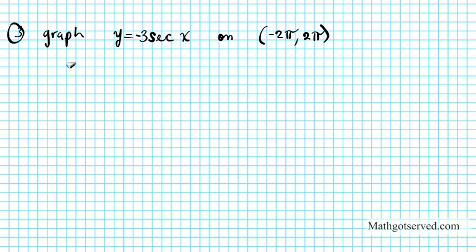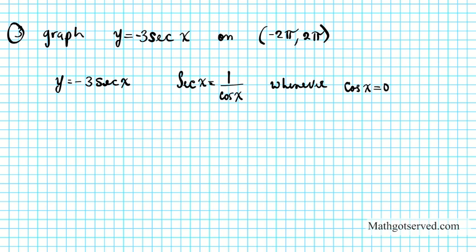First of all, we have to express this as a reciprocal function. So y equals negative 3 secant x. We need to determine where the asymptotes are. What is secant x in reciprocal form? Secant x is equal to 1 over cosine x. So whenever cosine x is 0, we have an asymptote. Okay, all right, so let's take a look at this particular case that we have right here.